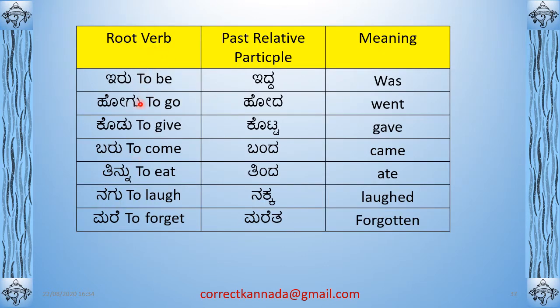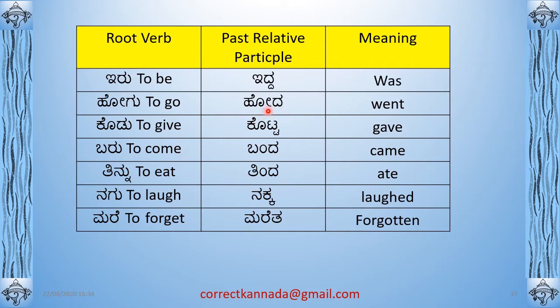Okay, so these are some which we need to remember for sure. Others we don't have to remember; as and when it comes, we just take it when we are reading. Iru is to be, and the past relative participle is idda. It means was. Hogu means go. Hoda is went. You don't say hogi, hogi is a different meaning, let's not get to that. But hoda is how you form the simple past. Hodenu, you will say.